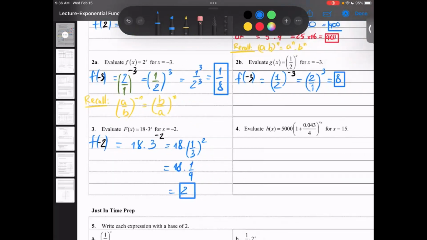I want you to use a calculator to evaluate number 4. It seems easy, but people make mistakes on the exam. The reason I'm making you do this is because later you're going to have an application of exponential functions. You're calculating the bank balance. So it comes in this form. It's very easy to make mistakes.